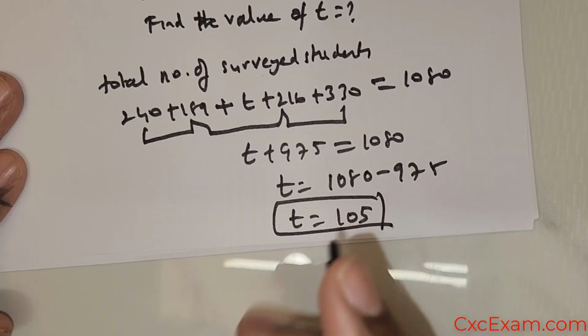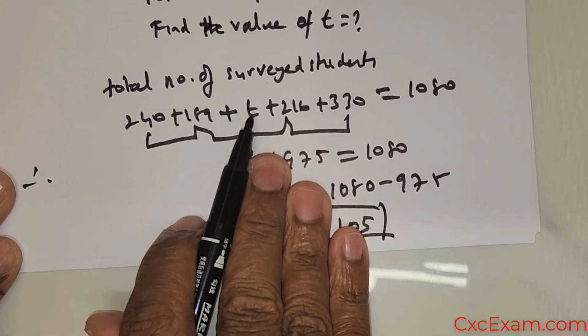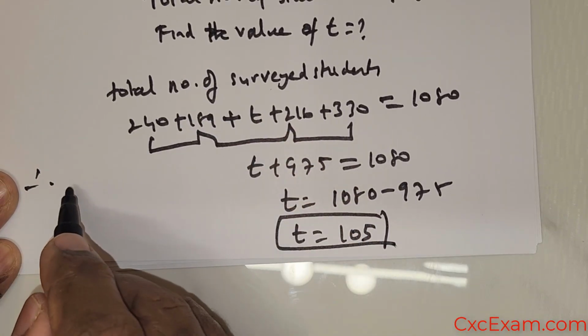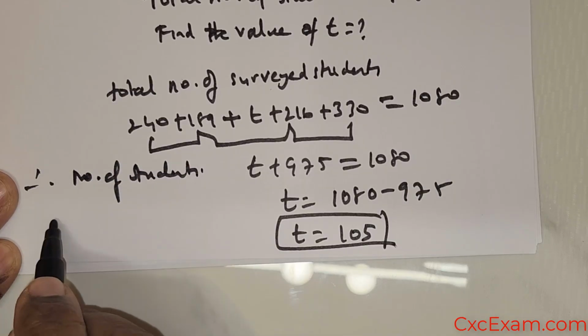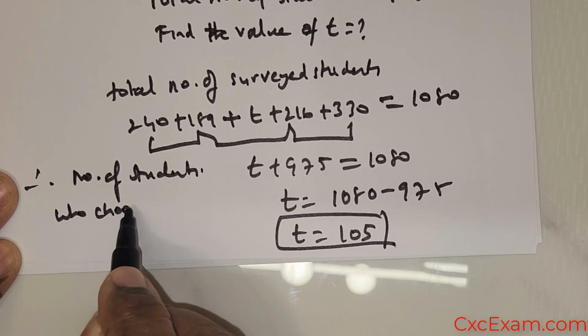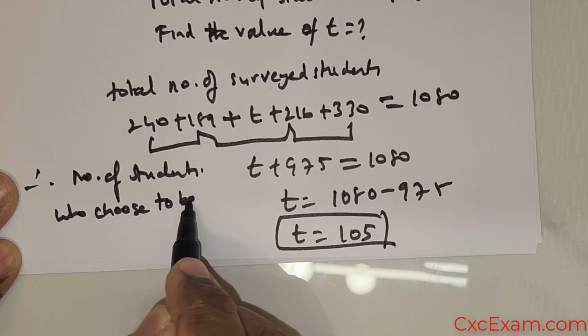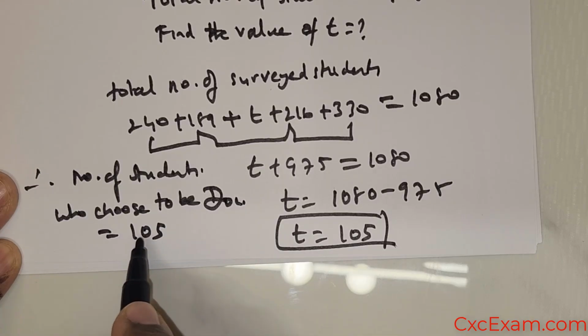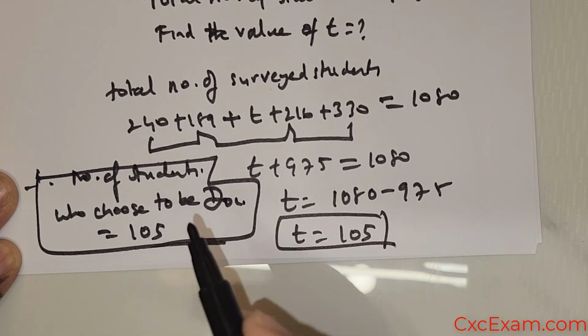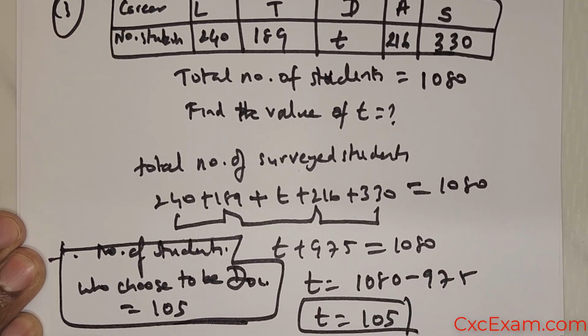Now they are asking what is T, right? So the number of students who choose to be doctors is 105. So that's what they want. That's the solution. So we move on to the next one.